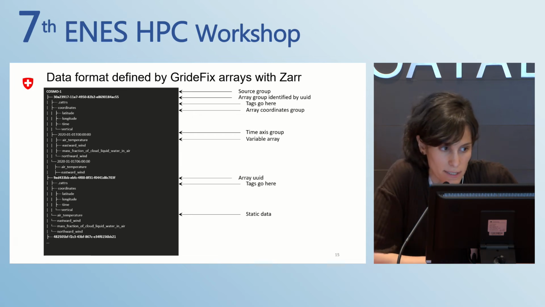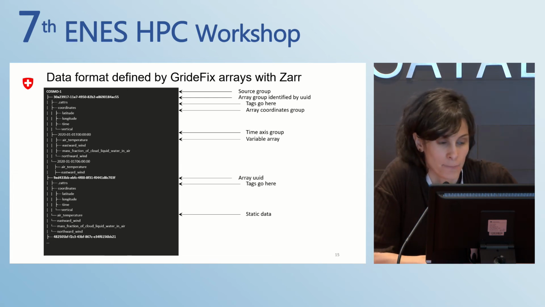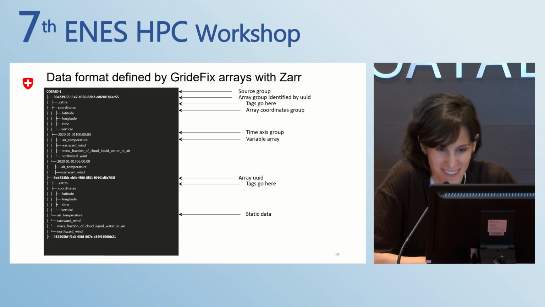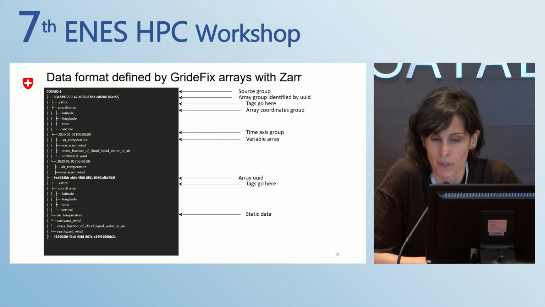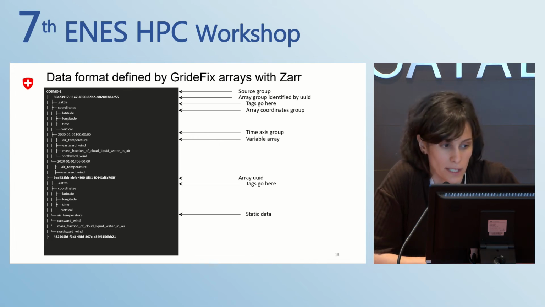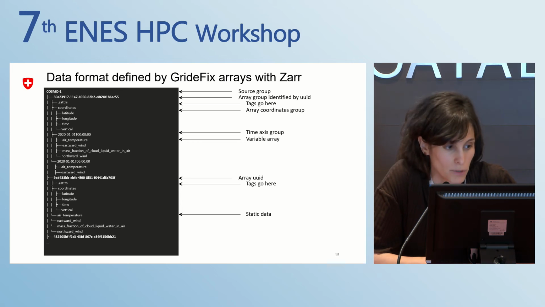We have organized the data using zarr this way. On the top of the hierarchy, you have the source group, and then besides it you have what we call the GridFX array. This is an array which is identified by a UUID. You have attributes where, for example, you have the tags which identify this array. You then have a group for the coordinates, which just needs to exist once, so it's a known group.